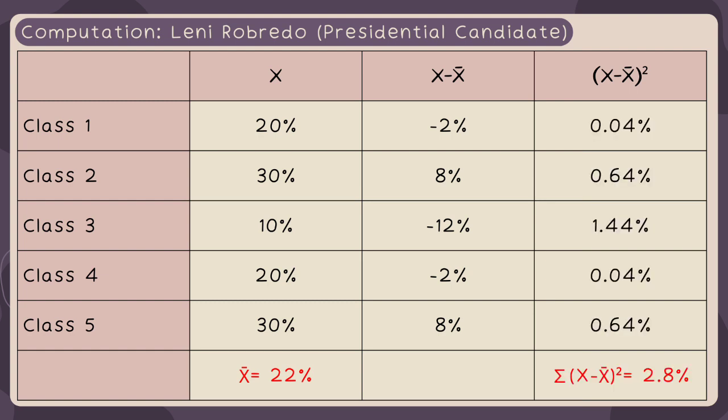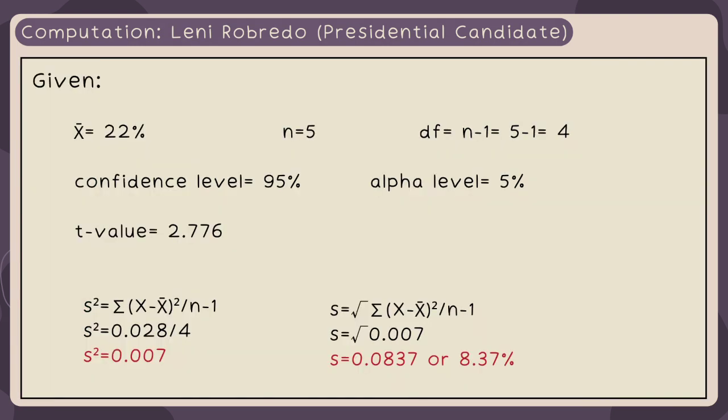For the third column, we need to square the previous column. So the values are 0.04%, 0.64%, 1.44%, 0.04%, and 0.64%. The summation is 2.8%. For the given, we have 22% for the sample mean, a sample size of 5, a confidence level of 95%, an alpha level of 5%, degree of freedom of 4, and t-value of 2.776. To solve for the sample standard deviation, we need to divide the summation of the last column by df 4. So we will then get 0.028 over 4, which is variance 0.007, and get the square root.